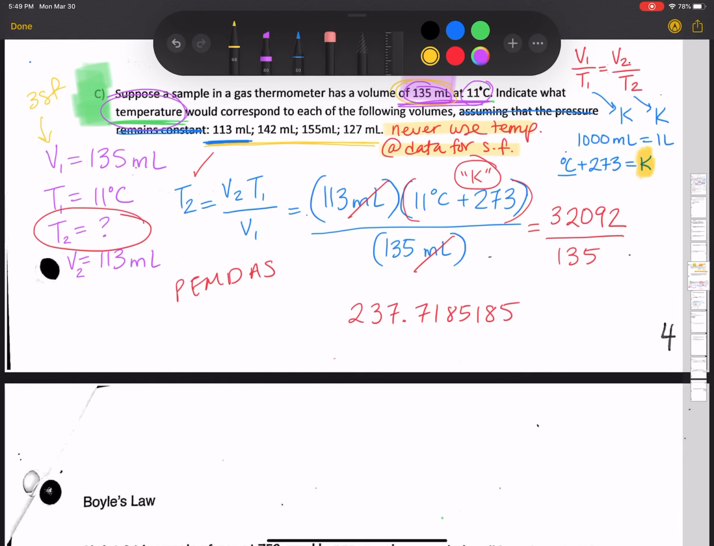So once I get to 3 sig figs, the 7 bumps up this 7. And so my unit that I was left with was Kelvin. I'm going to get a final answer as 238 Kelvin. Remember, Kelvin does not have that degree sign.